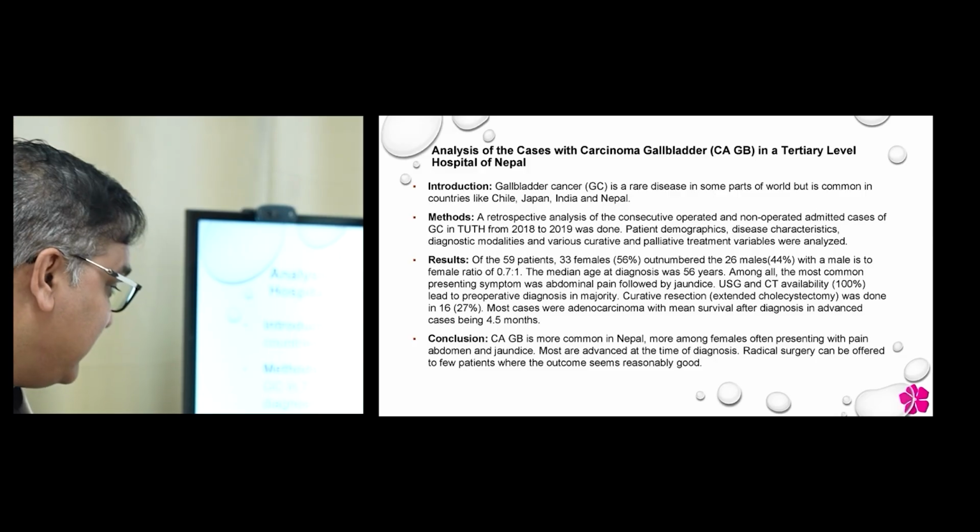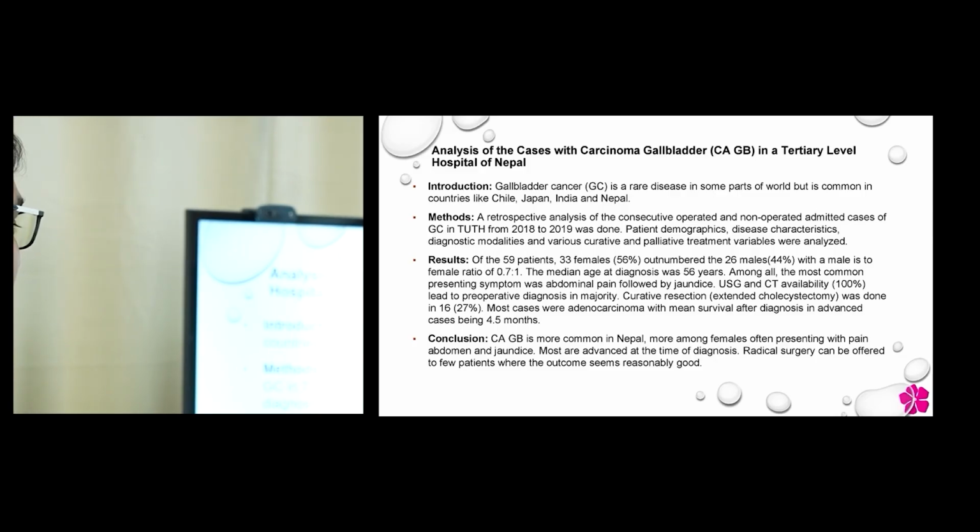As for the results, of the 59 patients, 33 were female and 26 were male. The median age was 56 years. The most common presenting symptom was abdominal pain, and ultrasound and CT led to preoperative diagnosis in 100% of cases. Curative resection was done in 27% of cases. The conclusion the author gave was that carcinoma of the gallbladder is more common in Nepal, more among females, often presenting with pain abdomen and jaundice. Most are advanced at the time of diagnosis. Radical surgery can be offered to few patients.